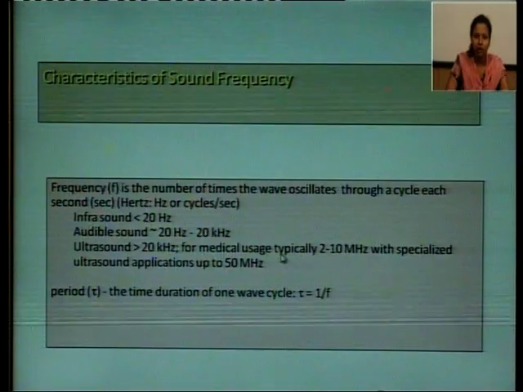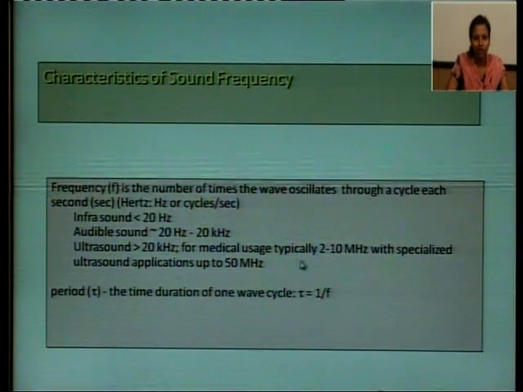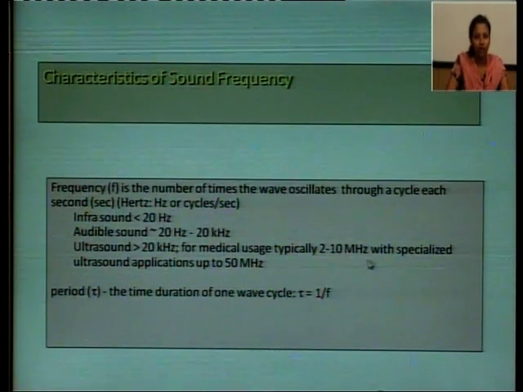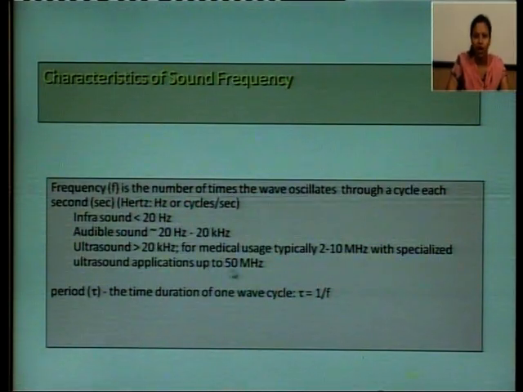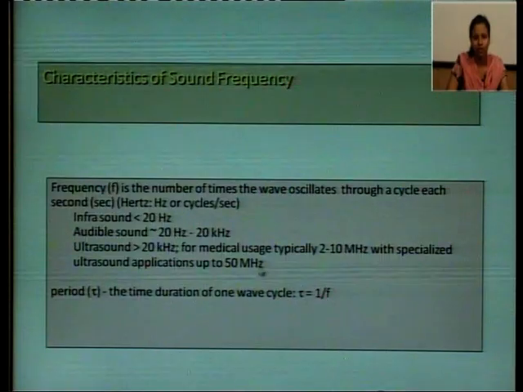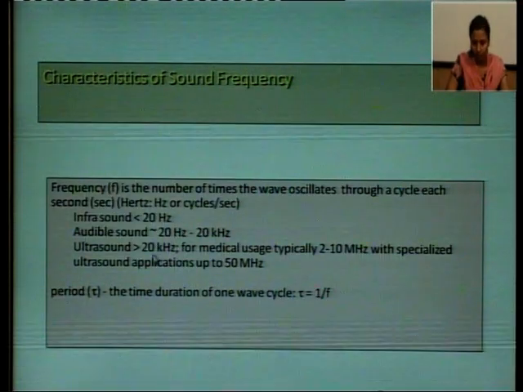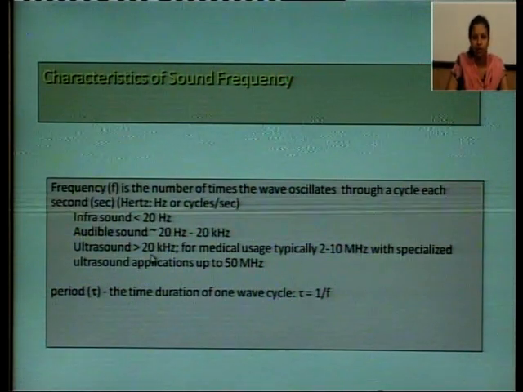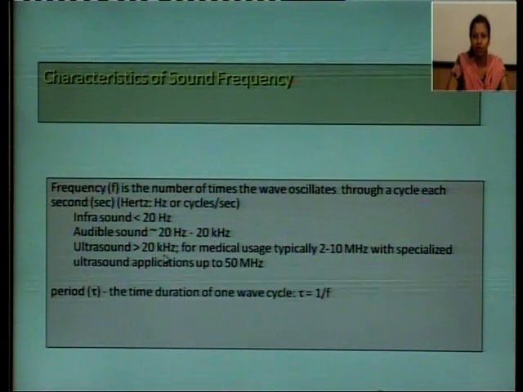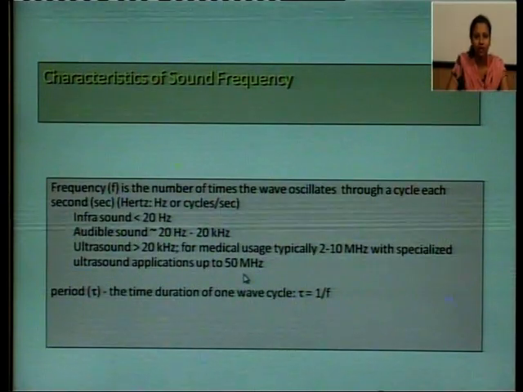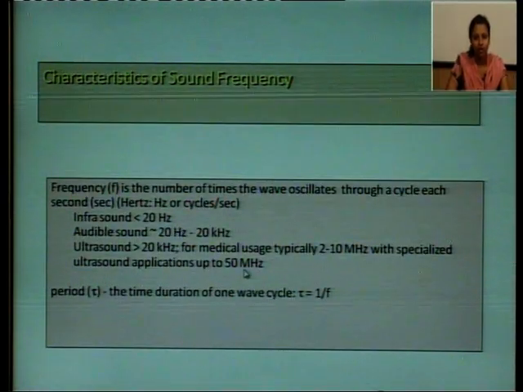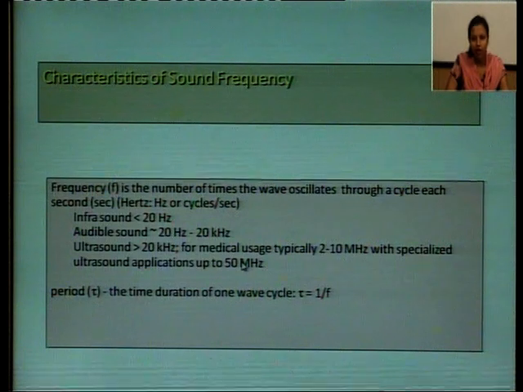For medical purposes, they are typically 2 to 10 megahertz, with specified ultrasound applications up to 50 megahertz. So, ultrasound waves, starting from greater than 20 kilohertz, can go up to 50 megahertz depending upon the requirement of that instrument or medical use.